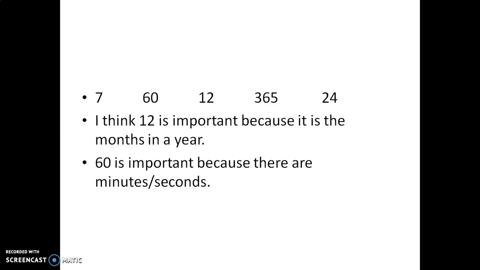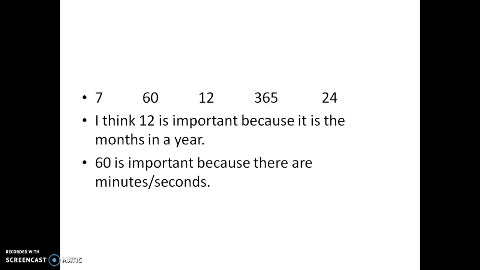Now just look at the first question. Why are these numbers important in learning about time? The numbers that I have written on the slide are written in your textbook, correct? So it's 7, 60, 12, 365 and 24. Now, these numbers are not random numbers. They are numbers that are very useful in looking at time or calculating time.